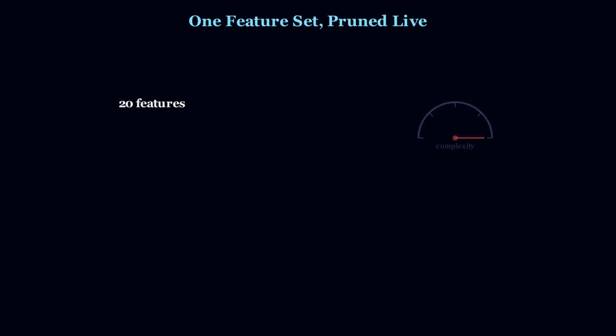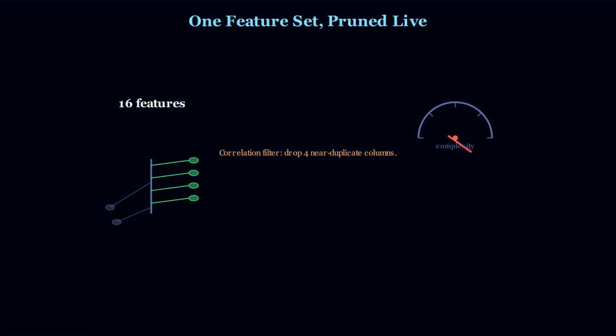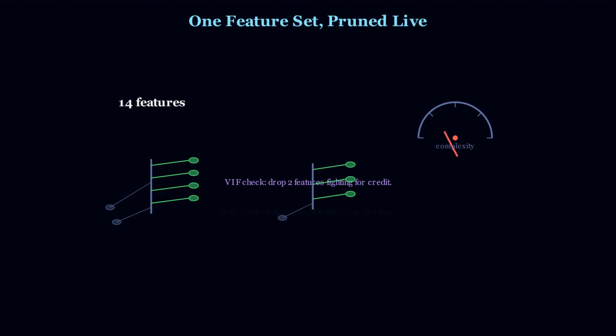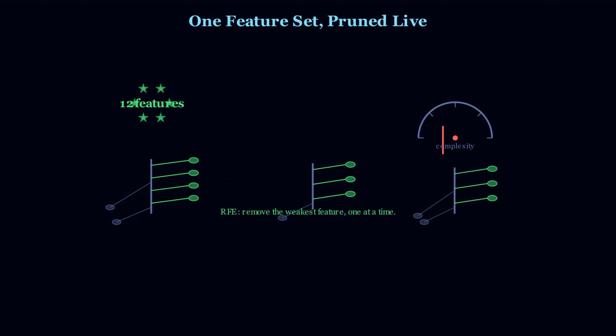Let's prune a real feature set, live start to finish. 20 features. Correlation heat map first. Four pairs are near duplicates. Drop one from each pair. 16 features left. Now the VIF check. Two features are fighting each other for credit. Drop the weaker one. 14 left. Now RFE removes the weakest feature one at a time. Down to 12. Lean, uncorrelated, and every one of them earns its place.